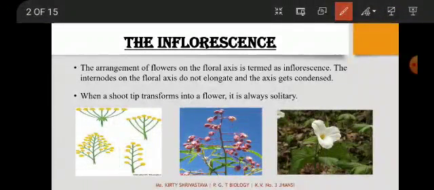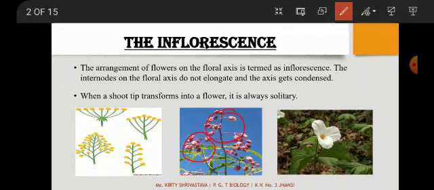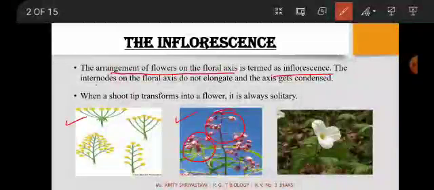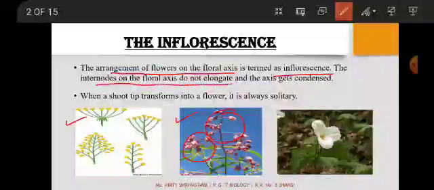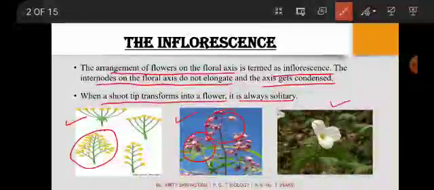The flower is a modified shoot, wherein the shoot apical meristem changes into floral meristem. The apex produces different kinds of floral appendages, namely the sepals, petals, stamens and carpels laterally at successive nodes instead of leaves. The arrangement of flowers on the floral axis is termed as inflorescence. The internodes on the floral axis do not elongate and the axis gets condensed. When a shoot tip transforms into a flower, it is always solitary.